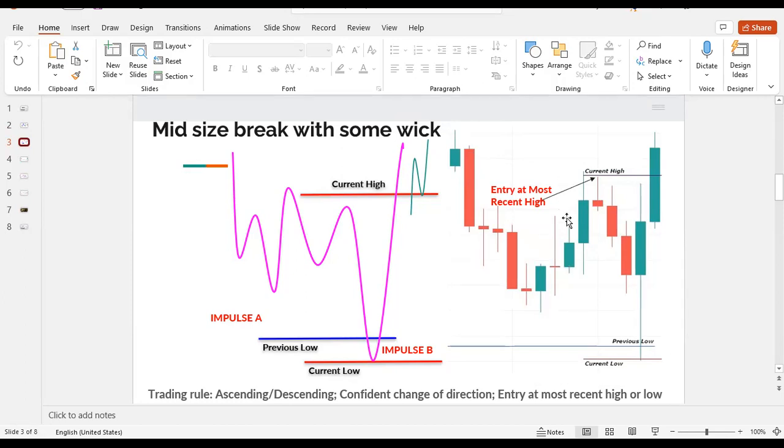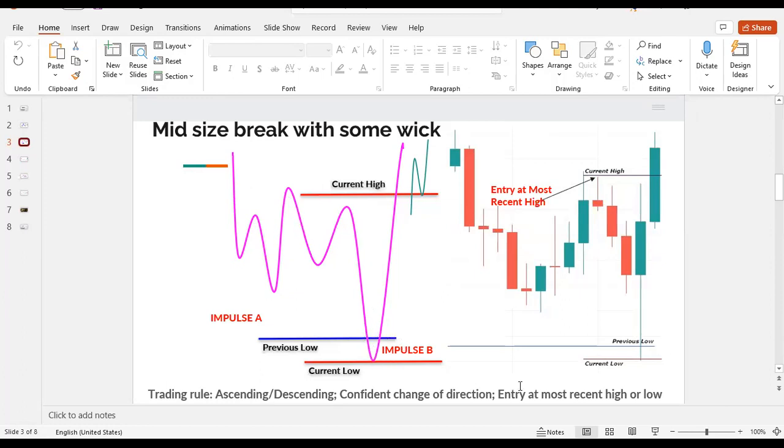It broke going back upwards. So it came and broke here, but this candle that broke, this is what we call a mid-size break, but it has a wick. So if you look again at the line graph, this market was coming like this. And normally we read our candles from left to right. So this candle was coming like this, going like this, then it went all the way down.